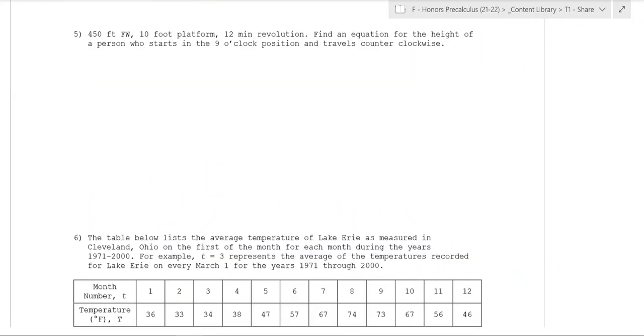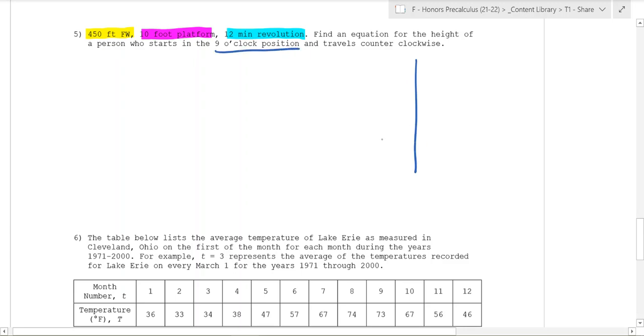Now here's another one, but you have a 450-foot Ferris wheel and a 10-foot platform and a 12-minute revolution. Find an equation. So what does this look like? And you start at the 9 o'clock position, meaning you're not going to start at the bottom, you're going to start halfway. You're going to start at the equilibrium.